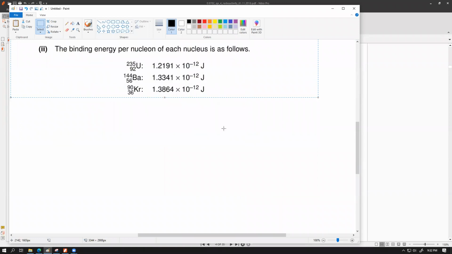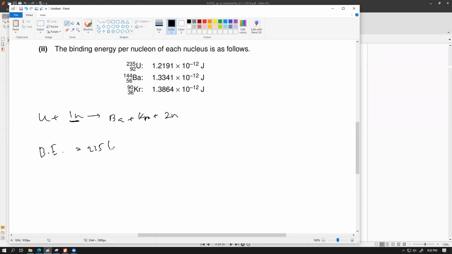So the reaction was roughly like this: uranium plus 1 neutron gave us barium plus krypton plus 2 neutrons. This was the core equation that we are given. From here we can calculate the total binding energy of the reactant side. Neutron is a free neutron, so it has no binding energy. So the binding energy of the reactant side equals 235 multiplied by 1.2191 into 10 to the power minus 12 joule. This is the total binding energy stored within the uranium nucleus.